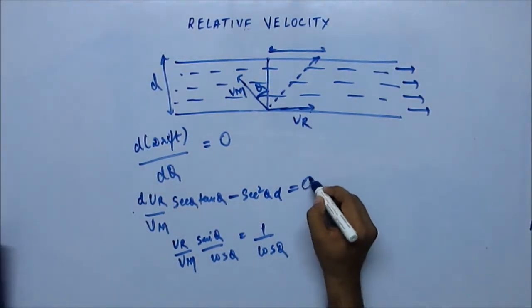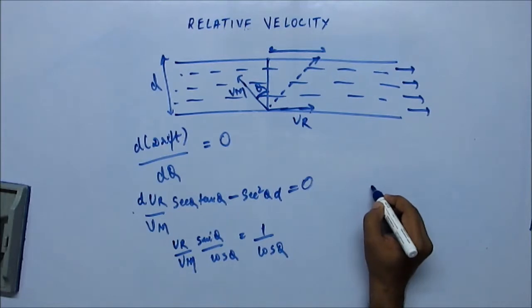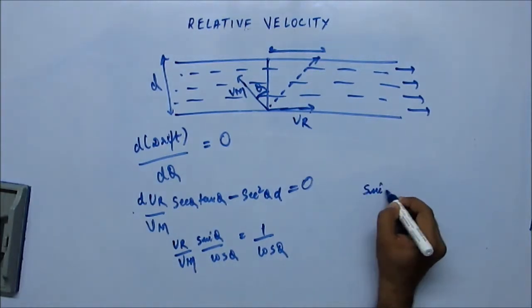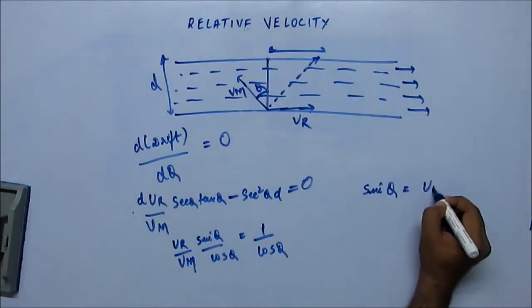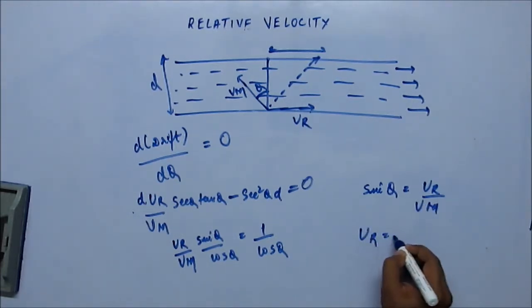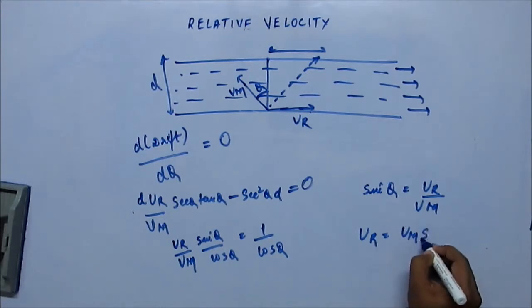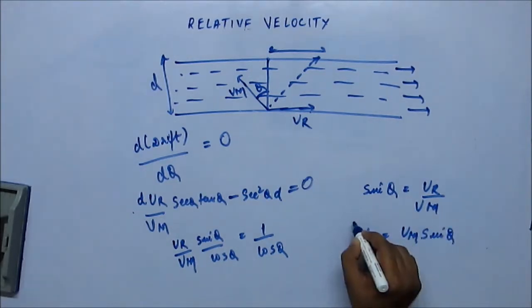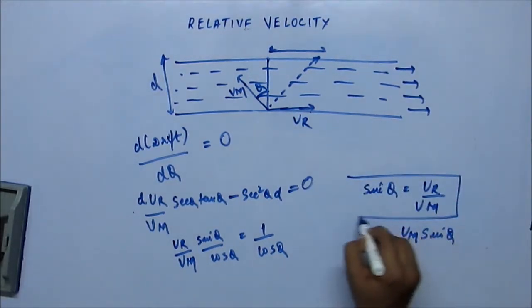Are you doing it along with me? You should be. If you are not, you're not going to learn anything. This gives us sin theta is equal to VR upon VM. So VR should be equal to VM times sin theta, or sin theta should be equal to VR upon VM.